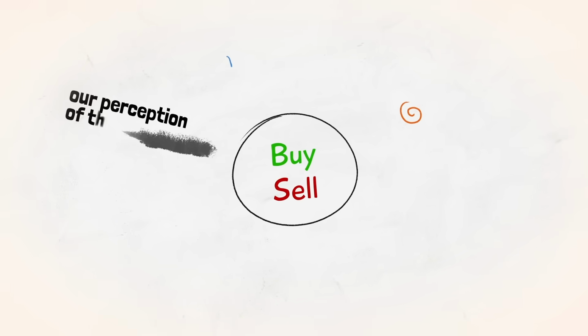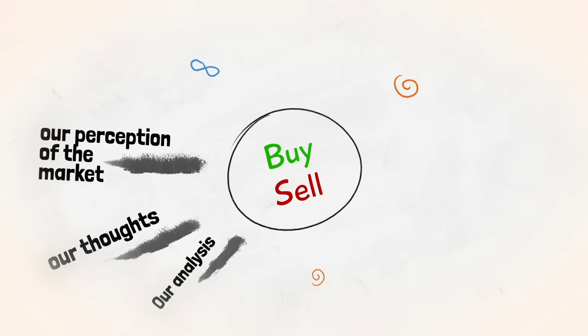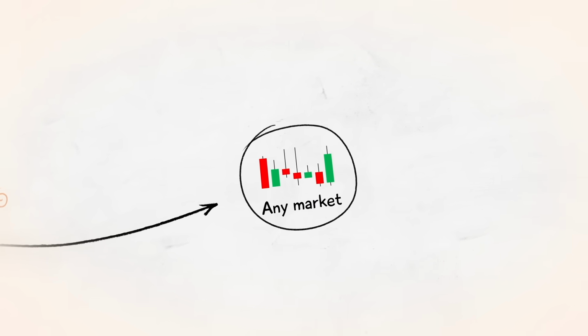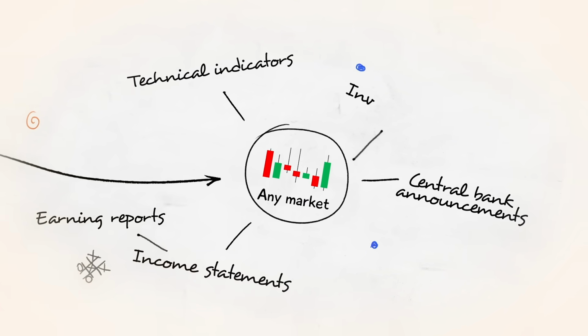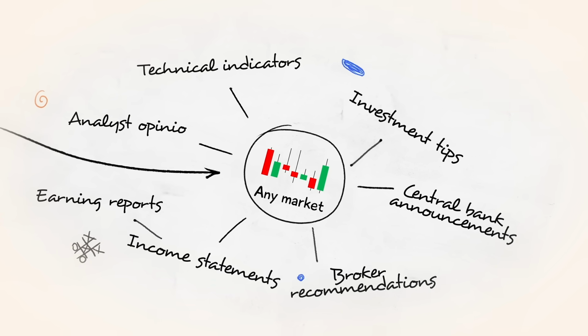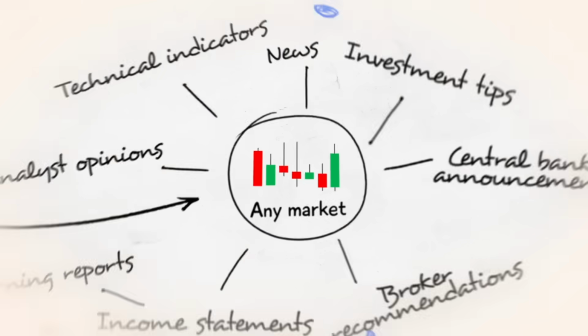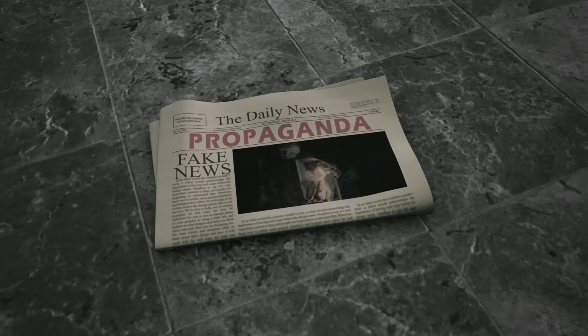Now, let's dive into all these fascinating things right here. The amount of information out there is mind-boggling. And guess what? It all affects the way we buy and sell. We've got earning reports, income statements, central bank announcements, technical indicators, investment tips, broker recommendations, analyst opinions, and news. The question is, will we interpret it in the same way? No guarantees, right? With so much information, it's bound to create different thoughts and perceptions, which ultimately drive buying and selling decisions. But here's the kicker. You never truly know if the info is legit. And you know what else? We don't know why people make those decisions either.